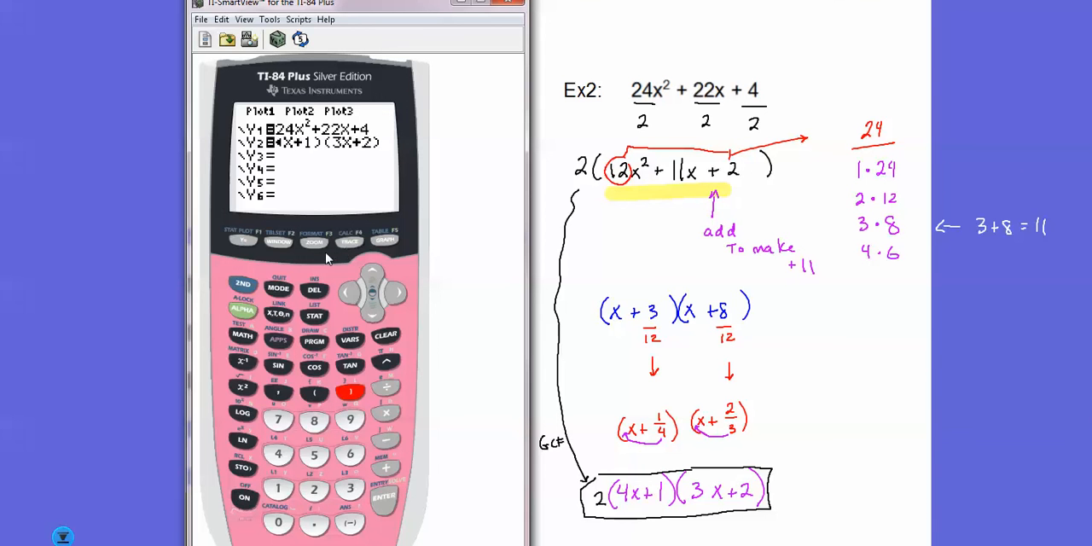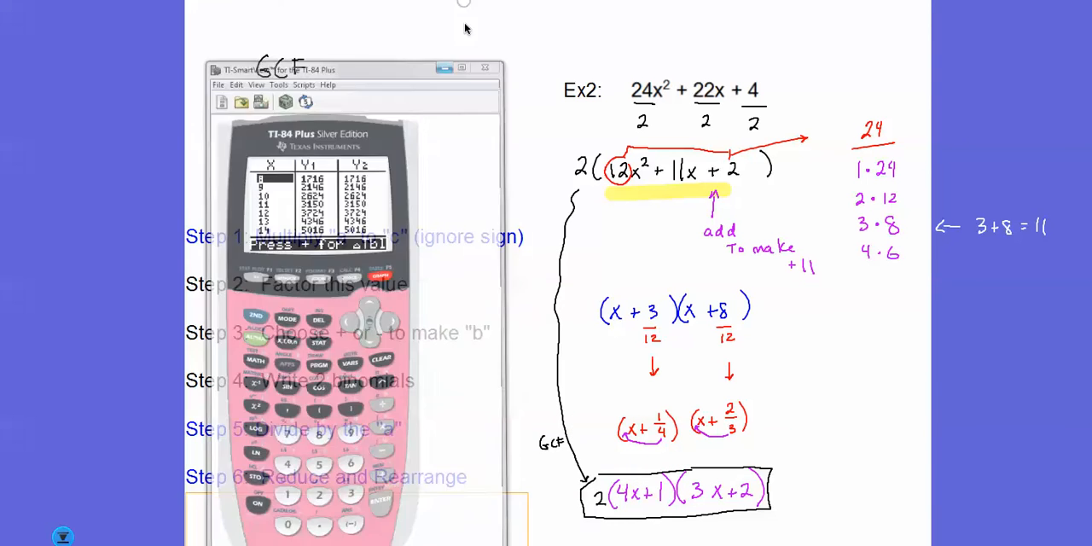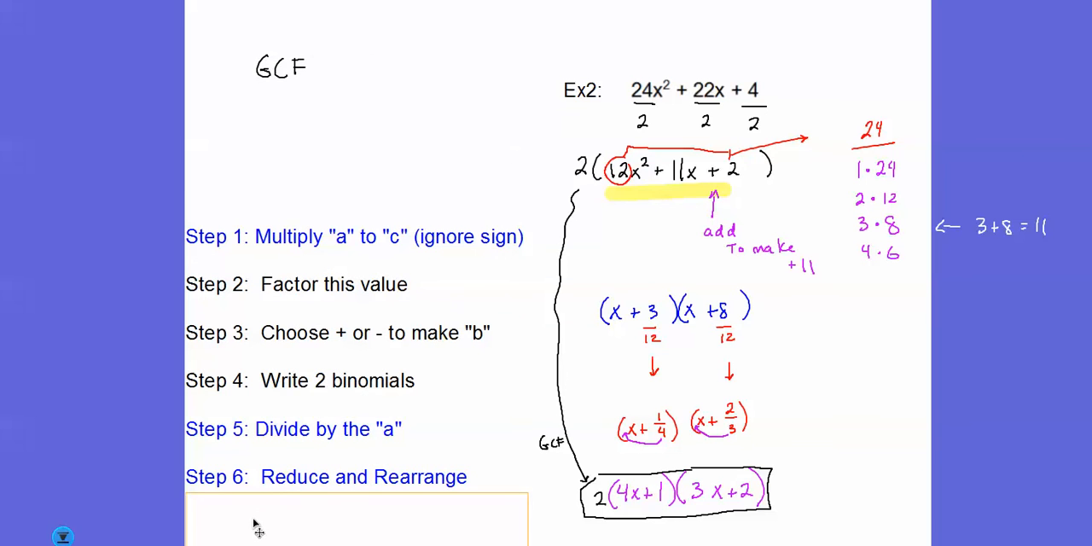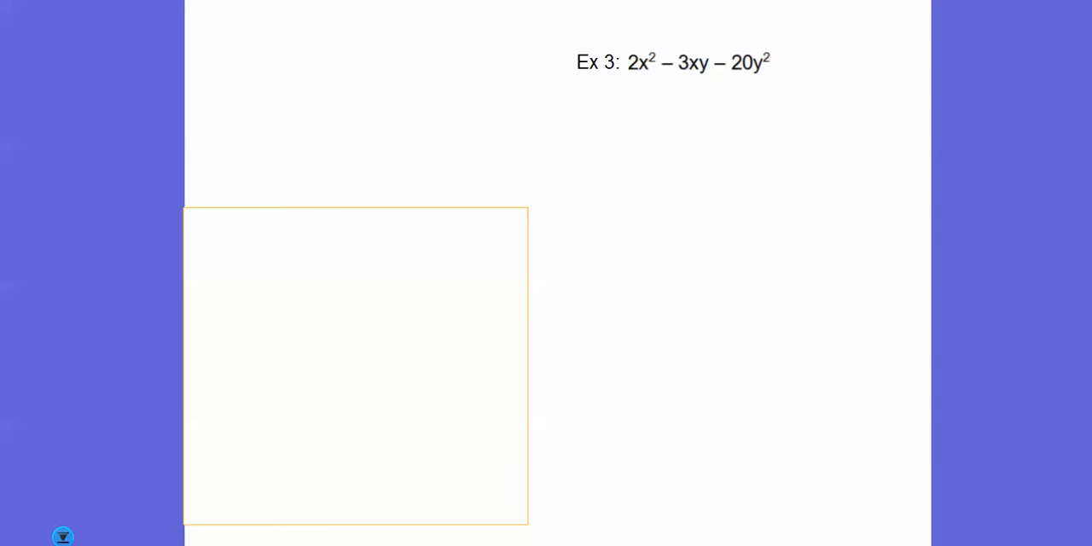Close it. What I'm going to do is I'm going to look at the table of values, and my y2s and my y1s are matched identically. This is confirmation that we have factored it correctly, that we made two equivalent expressions. This is going to take some practice. So let's try one more.